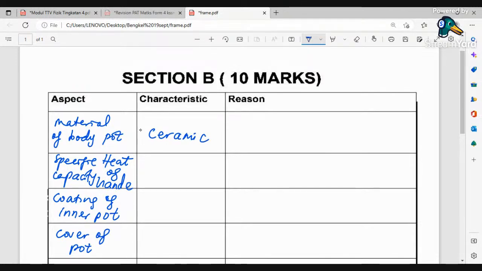Specific heat capacity of handle should be high. Inner coating of inner pot is natural coating. Cover of pot with steam hole. Okay, nampak tu. And then give reason.